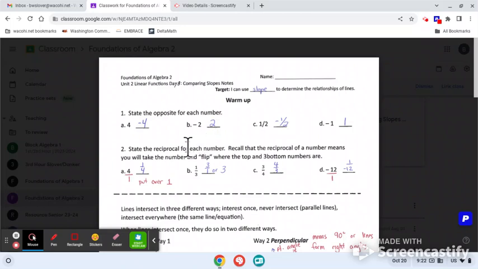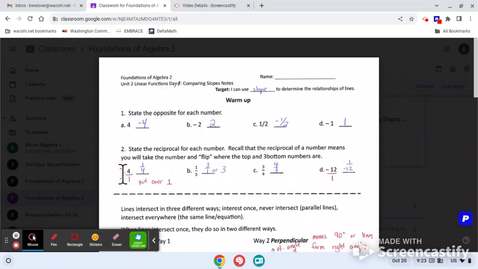The second part of the warm-up is to state the reciprocal. The reciprocal just means I take my fraction and I flip it over. Whatever is in the top is in the bottom, whatever is in the bottom is in the top. And if you want to use math terminology, whatever was in the numerator is now in the denominator, and whatever's in the denominator is now in the numerator.